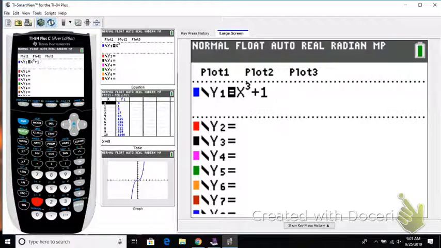So make sure everybody's looks like mine. Make sure your exponent is the only thing in the exponent. The 3 is the only thing in the exponent. Okay, are we good? Yep.